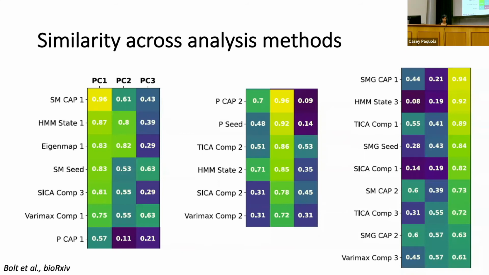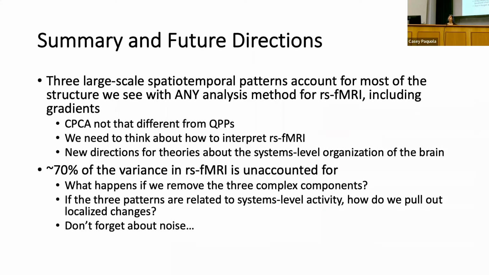So that's where we are, and I think this leaves us with some really interesting questions. Because now we've got these three whole brain patterns that account for most of the structure that we see, no matter what kind of analysis approach we take, right? So it's interesting to think that all of your seed-based functional connectivity might come from these three patterns. It's a much narrower space to search for explanations within.